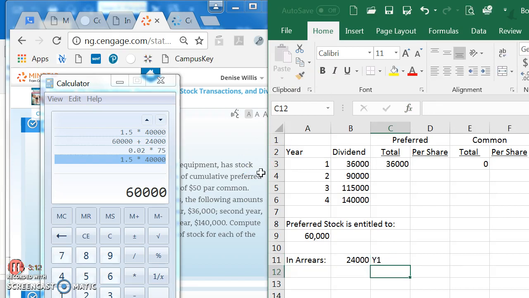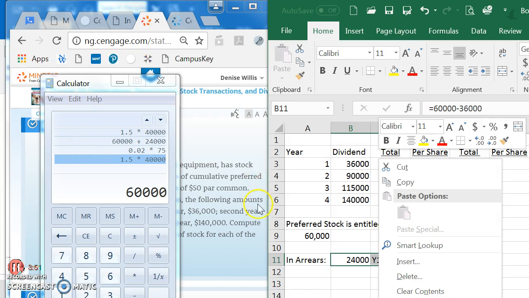Okay. Now back to year 2. They are entitled to the $60,000 for their annual amount plus the $24,000 in arrears. So they have to get the entire $84,000 before common can get anything. Now, if they had only given out $70,000 in dividends in year 2, they would get the whole $70,000, and there would still be a portion in arrears for year 2. And if it was $70,000, they would now be $14,000 in arrears. But in this example, they gave enough out to cover the entire annual amount plus the amount in arrears. So we are no longer in arrears.